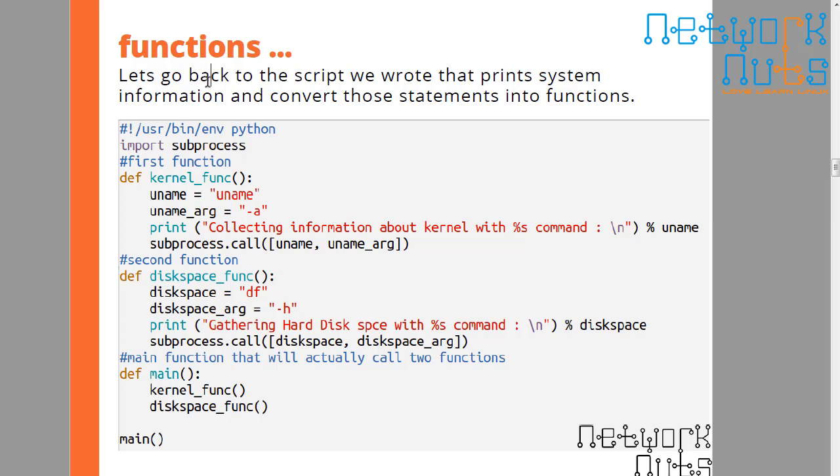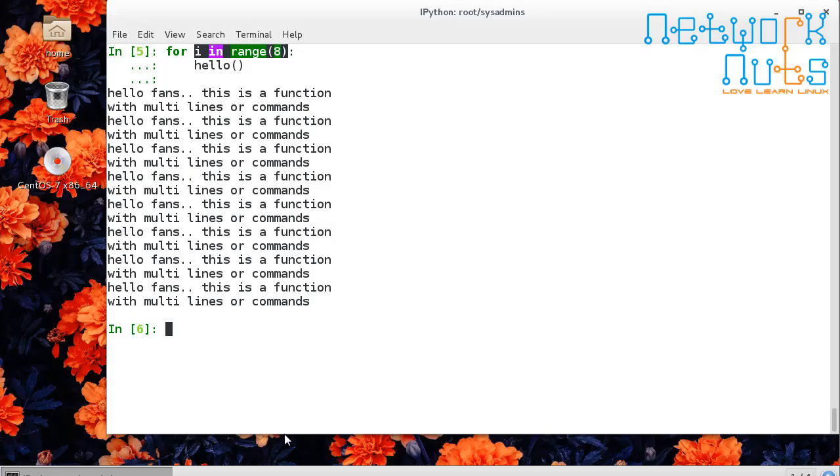I'll go back to the script where we had executed certain commands, where we got to know about the kernel name and the hard disk space. We will convert the script into functions, right? It's very simple stuff. Just define the function and make proper indents. So this is what I say, step by step.